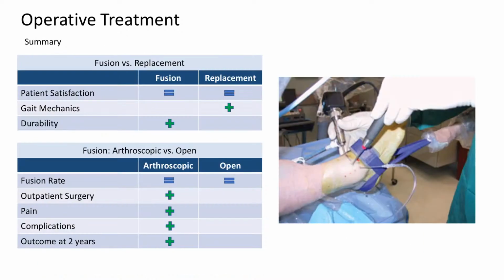So summarizing operative treatment, the pursuit of fusion or replacement is a very patient-specific endeavor. It's a long conversation you should have with your orthopedic foot and ankle surgeon. In general, patients are equally satisfied with both fusion and total ankle replacement. Studies have demonstrated that arthroscopic fusion versus open procedures are typically equal in terms of the fusion rate. However, with arthroscopic surgery, as outpatient surgery, pain is improved, complications are decreased, and outcomes at 2 years are improved.